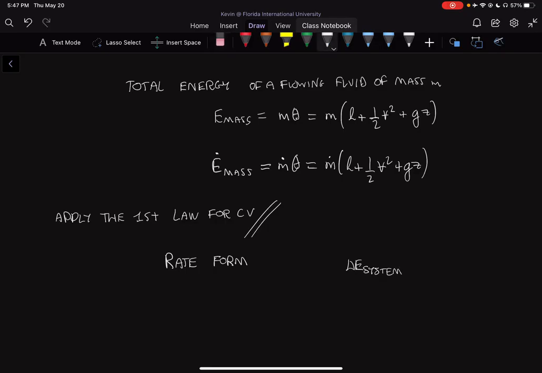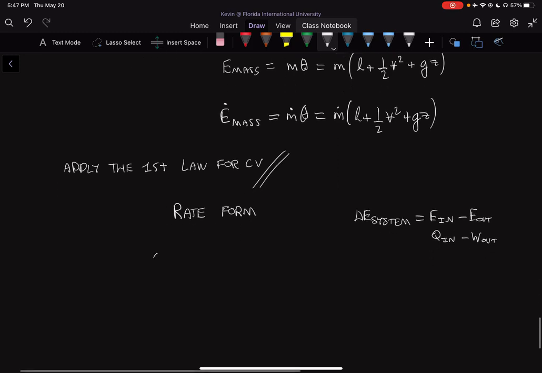So the change in energy of the system was equal to E in minus E out. And beforehand, our E in minus E out was just equal to Q in minus work out. But now we have an energy associated with our system that is caused by the mass coming into our system and the mass coming out of our system. So we have to take that into account. Now, in this case, we're going to use the rate form.